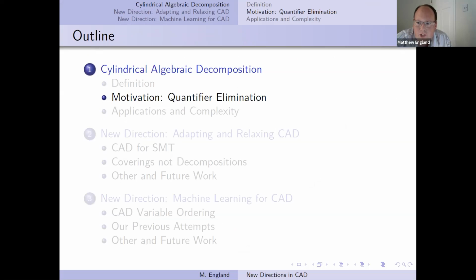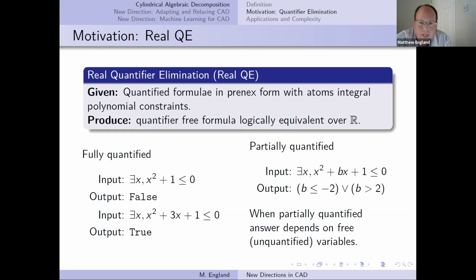Okay, so what's the motivation for producing a CAD? Well, the original and still probably most important motivation is quantifier elimination in the reals. So the real QE problem is where you're given a formula where the atoms are polynomial constraints and it contains quantifiers, and you want to produce an equivalent formula which doesn't contain quantifiers. This is possible, proven in the 1930s by Tarski, and CAD offers one route to do this.